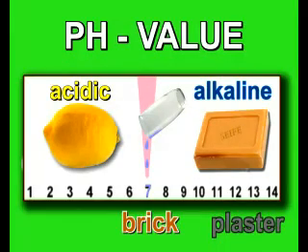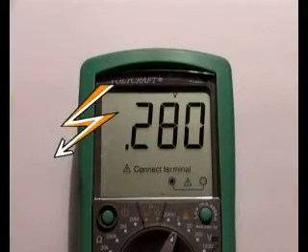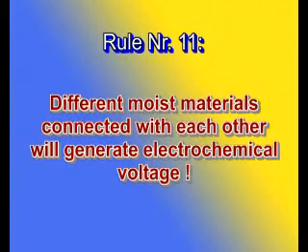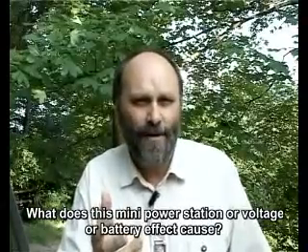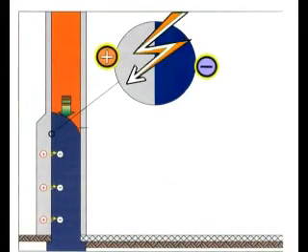When materials of different pHs come together, as for instance brick and cement-based plaster, you will obtain a measurable electrochemical voltage between these materials. Rule number 11. Different moist materials connected with each other will generate electrochemical voltage. What does this mini power station or voltage or battery effect cause? It attracts moisture or retains it artificially. According to common parlance, cement attracts moisture.